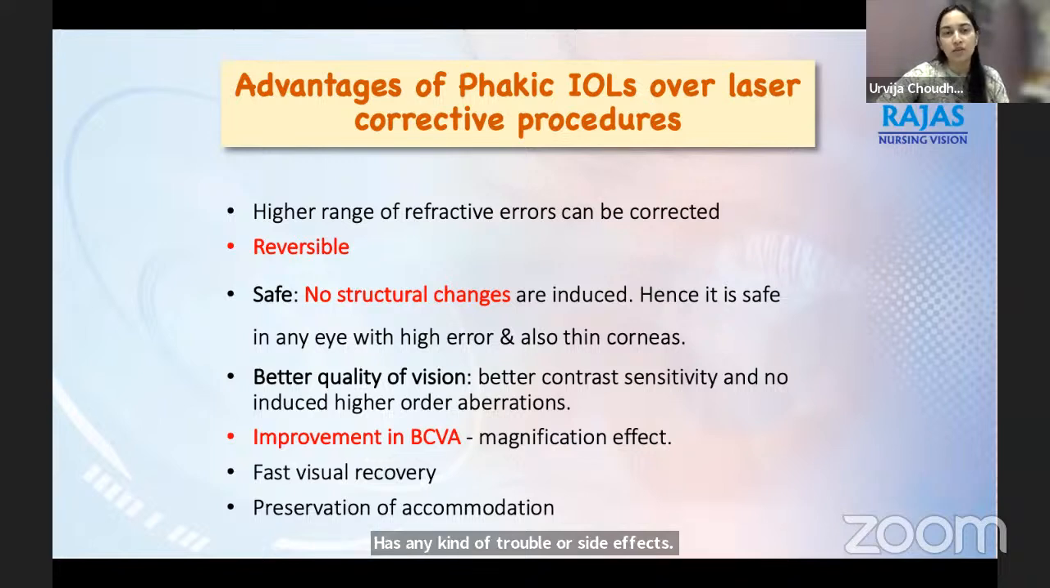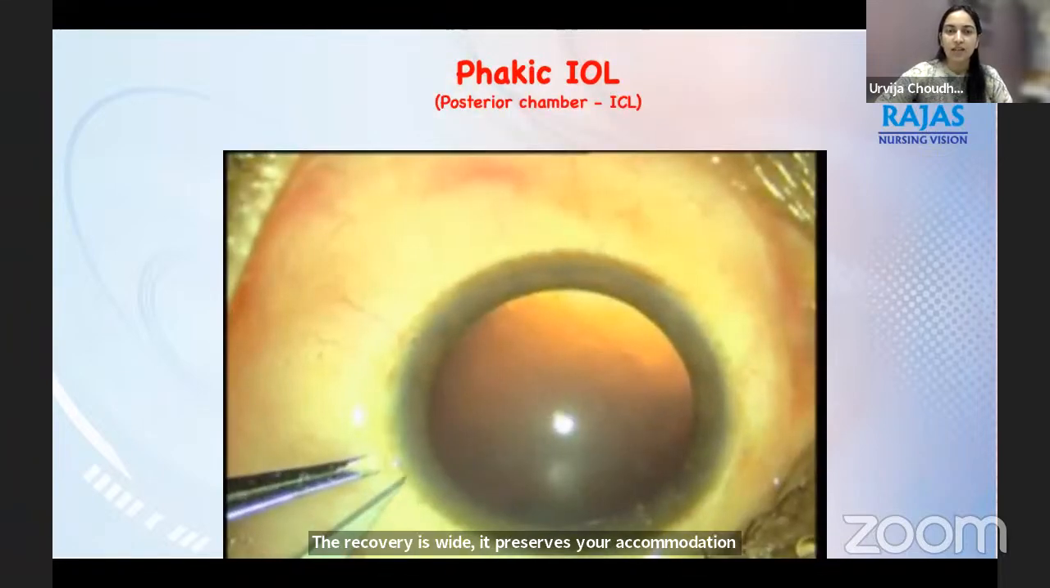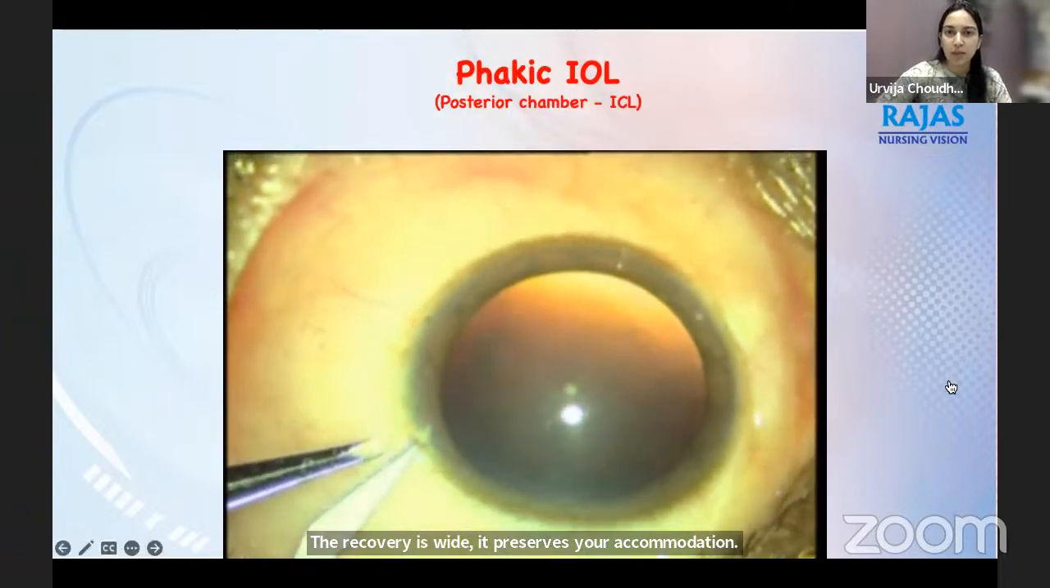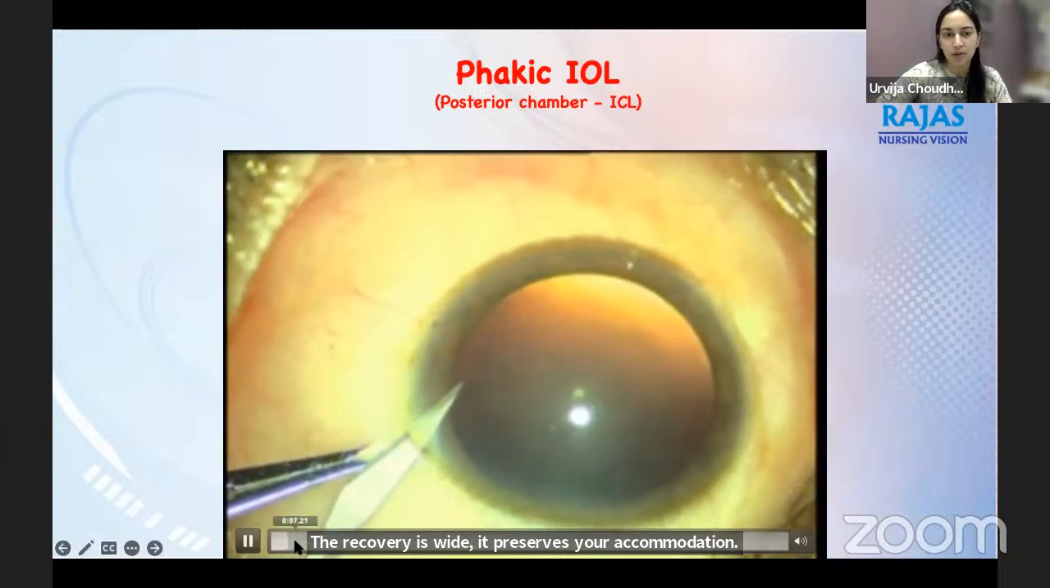It has no structural changes induced in the eye as in LASIK. It gives a very good quality of vision. It does not reduce your contrast sensitivity at all. And we sometimes even see an improvement in the BCVA of the patient. The recovery is very fast. It preserves your accommodation. This is a small video of a phakic lens being implanted in the posterior chamber.